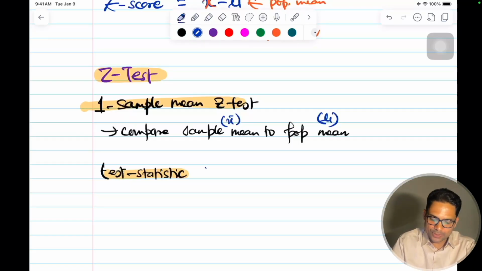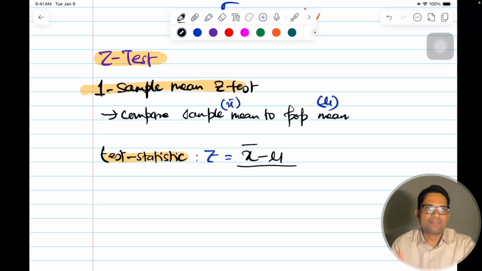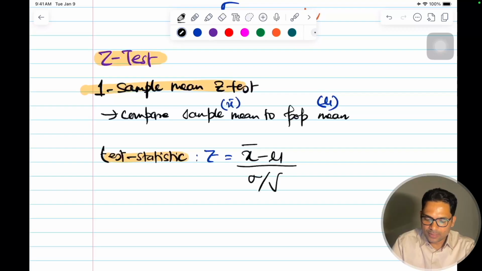Like for the t distribution it was t, right? So this is called Z, and this is equal to... As I told earlier, the numerator will always be a difference of the means when it is a mean test, and the denominator will be some form of standard deviation. Here it is sigma by root n.